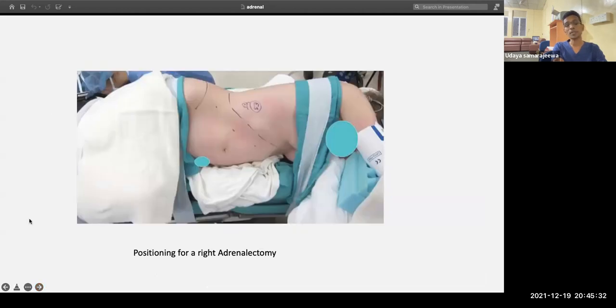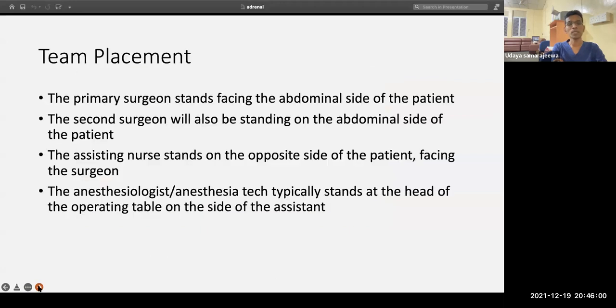This is the positioning of a patient for right adrenal gland surgery. As you can see, how they put in the belts to prevent the patient moving during the surgery, and also keeping sandbags or bean bags, whatever. And adequate padding to prevent the patient getting injuries.